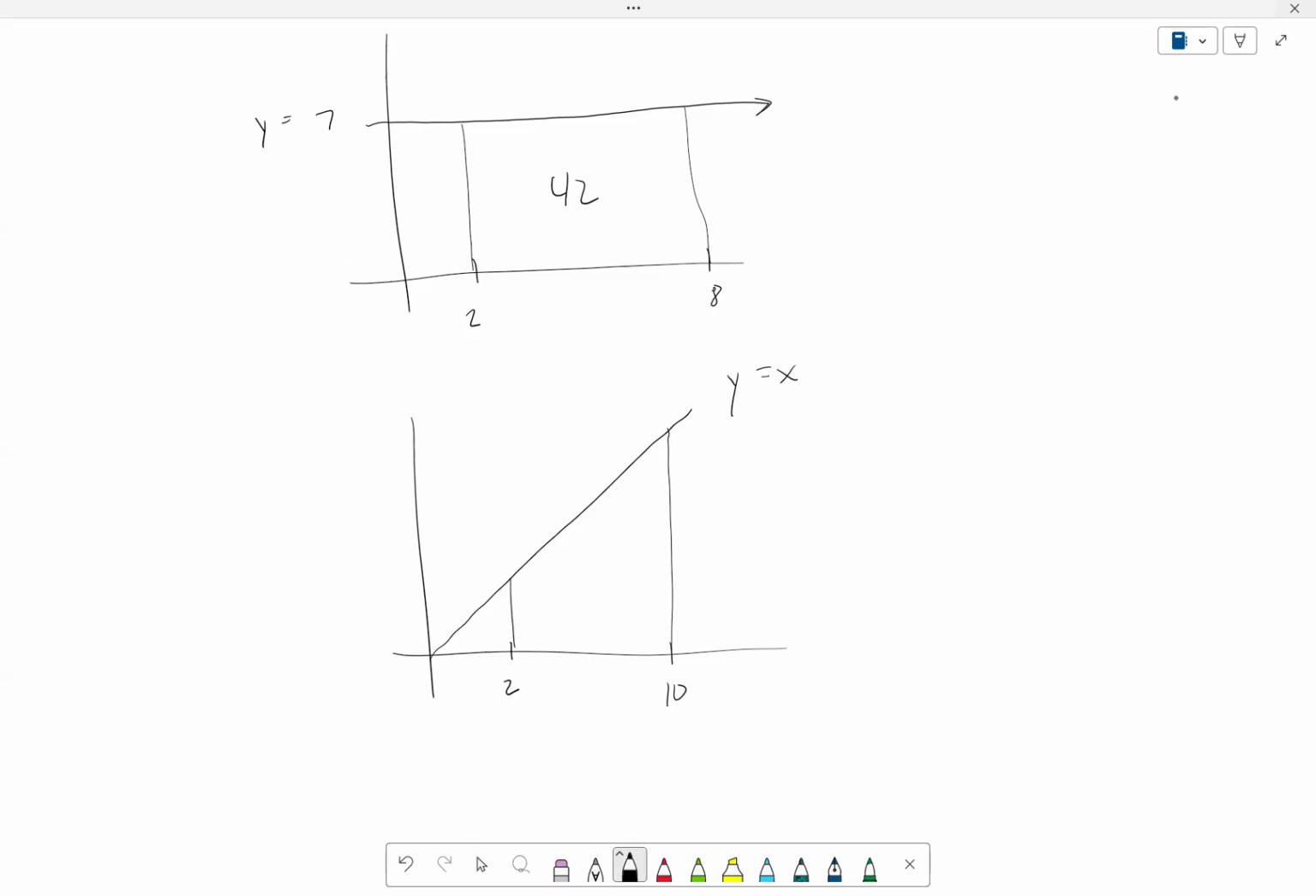So I forgot to emphasize this is y equals x for sure. Did you get a number? What's the number you got? 48. Are we good with that? Would someone like to explain how they got it?